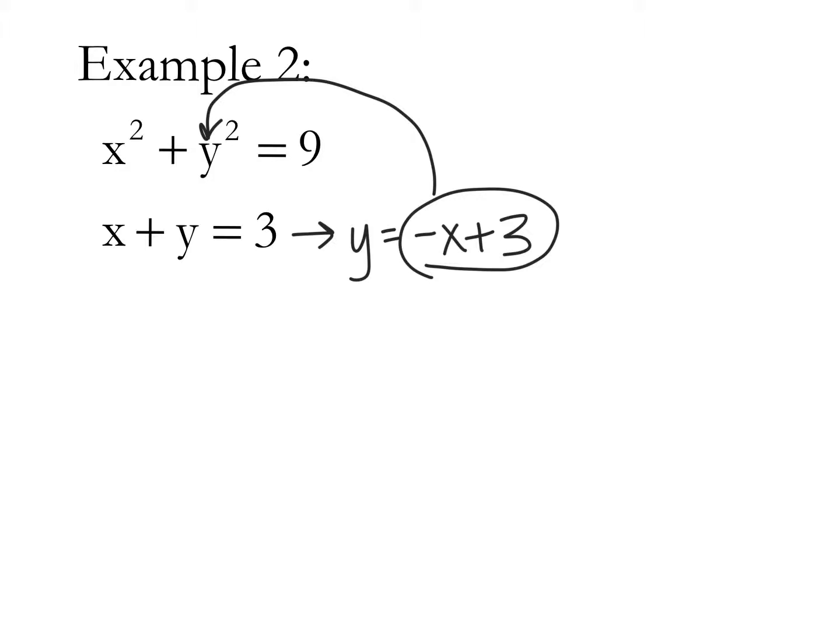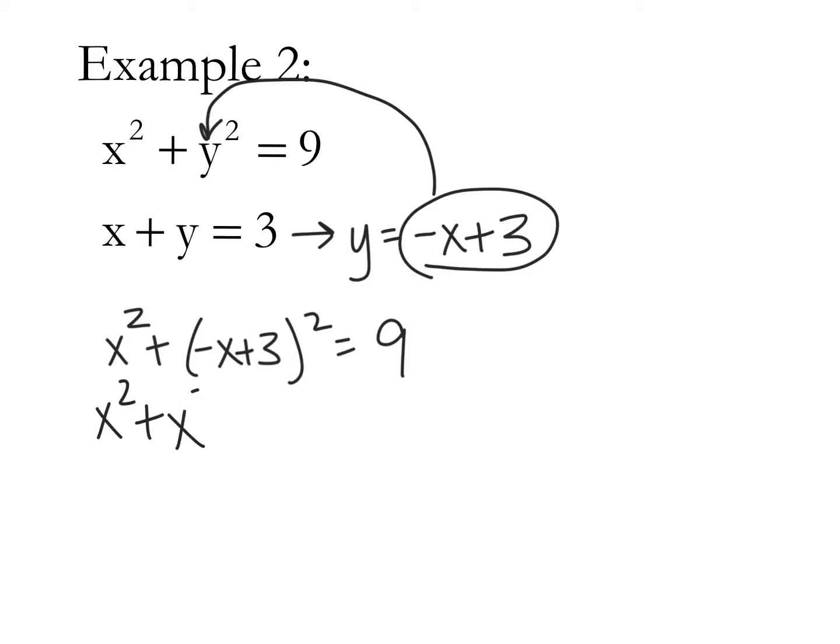I'm plugging it in for y. So that's going to give me x squared plus something squared equals 9. I'm plugging into the top equation, and into that top equation I'm plugging in negative x plus 3. So just be careful when you're foiling this because of the negative sign. It makes it a little bit trickier. But that's going to give you negative x times negative x is x squared. Negative 3x and negative 3x makes negative 6x. Careful with the negatives. And then 3 and 3 makes 9.